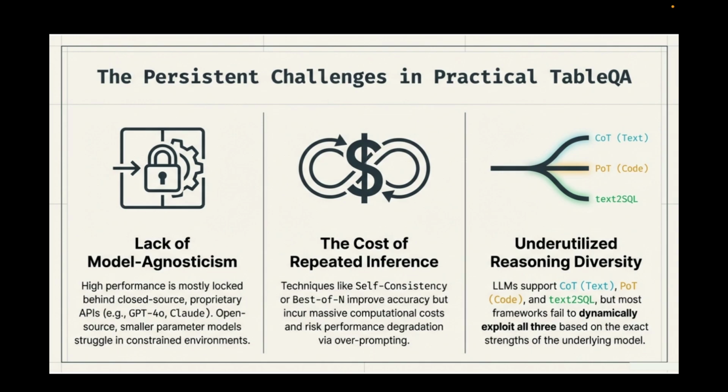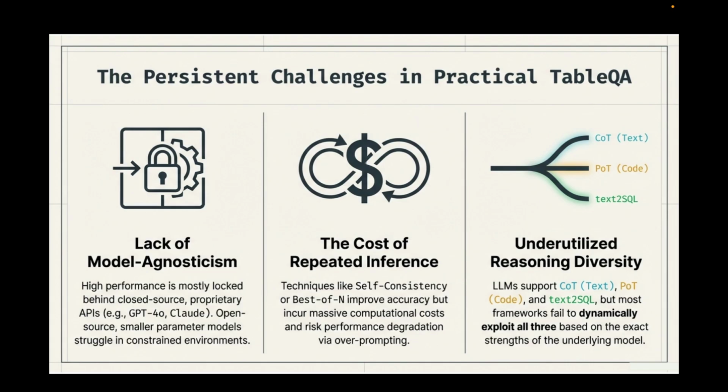This slide explains why table question answering is still a difficult problem in practice. The first issue is lack of model agnosticism, which means that many existing methods work well only with certain large closed source models like GPT style systems, but they do not generalize well across different model types, especially smaller open source models.